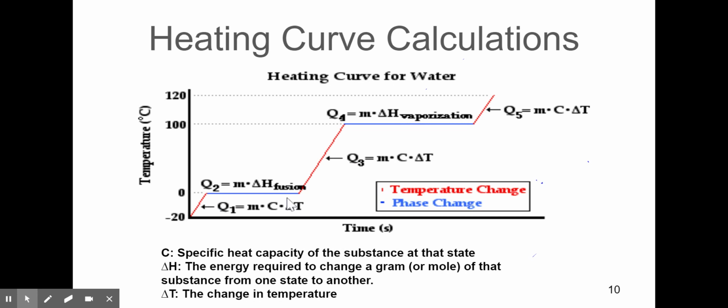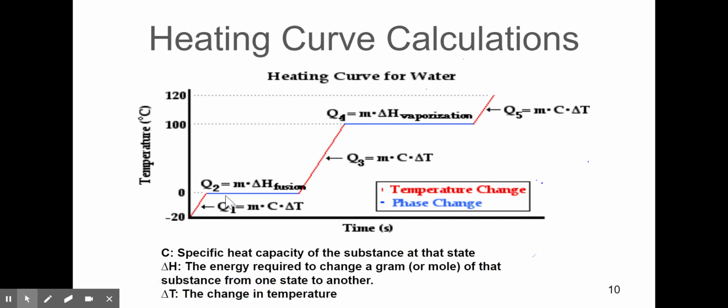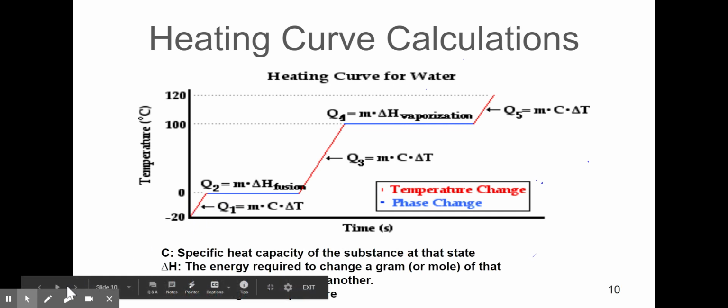Okay, so now you have a bunch of ice and you need to melt it. How much energy is required to melt that ice if it's at 0 degrees Celsius? Well, it depends on the mass of the ice, and it depends on the energy required to go from solid to a liquid of whatever substance you're dealing with. So phase change, Q equals m delta H. Temperature change, Q equals mc delta T.